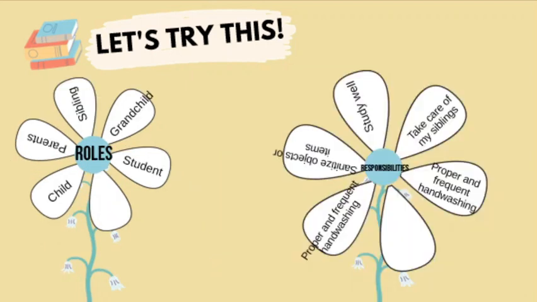Are you done? Let's see your answers. The roles in this activity are child, parents, sibling, grandchild, and student. Whereas the responsibilities in this activity are proper and frequent hand washing, take care of my siblings, observe physical distancing, sanitize objects or items, and wear a face mask.